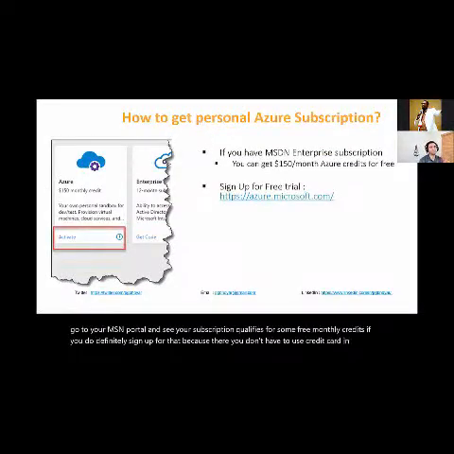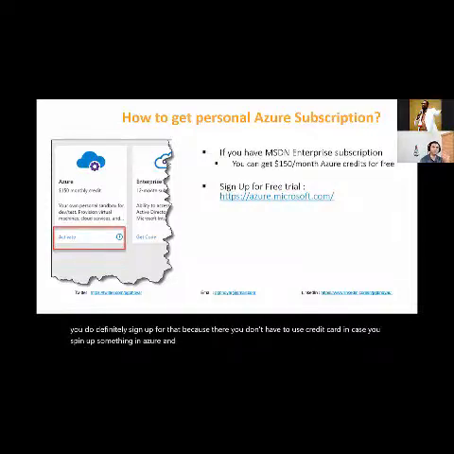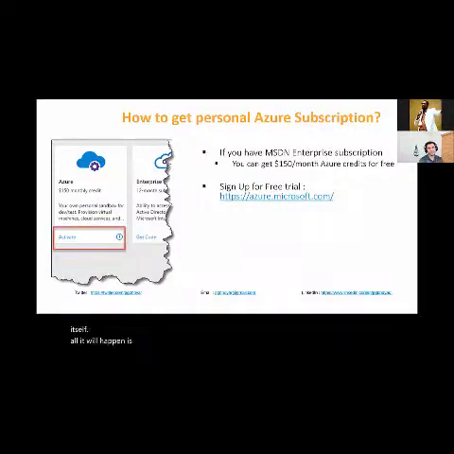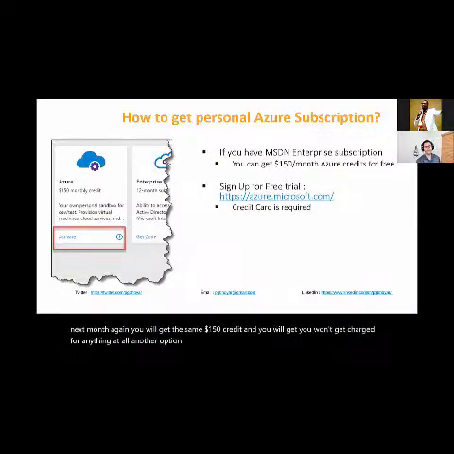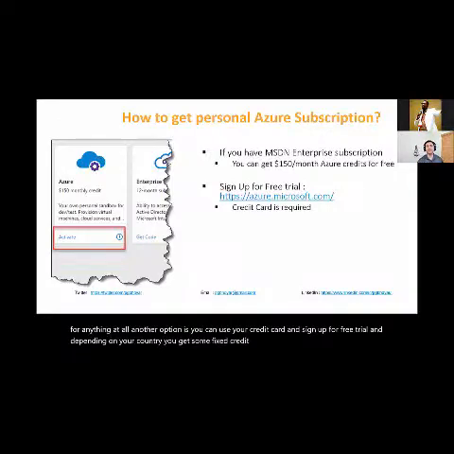In case you spin up something in Azure and you consume your $150 credit in the first day of the month itself, all that will happen is your subscription will be disabled for the rest of the days. But come the next month, again, you will get the same $150 credit and you won't get charged for anything at all. Another option is you can use your credit card and sign up for a free trial. And depending on your country, you get some fixed credit for free, and then you have to use that in a specific time period.